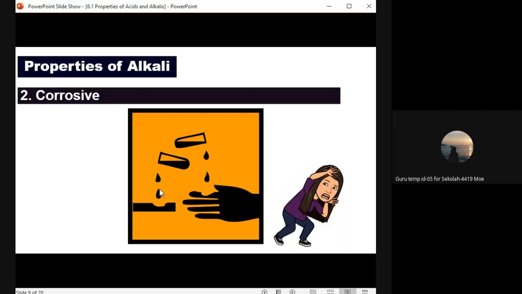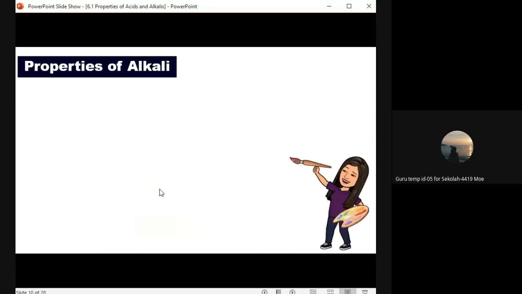No, for acid, dia memang corrosive. Doesn't matter if it is weak acid or strong acid, dua-dua memang corrosive. Kalau untuk alkali ni, usually strong alkali saja yang akan corrosive. Okay. Alright.